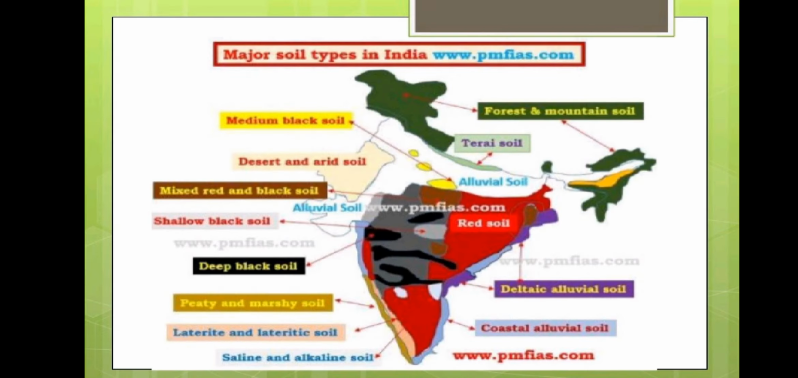So this was all about the major soil types of India. You can see on the map where you can find forest and mountain soils in Jammu and Kashmir, Arunachal Pradesh and parts of Tripura. Red soil also you can see. Yes, of course, the white part is your alluvial soil. You can see on the map deep black soil, shallow black soil, mixed red and black soil. You can see on the map very clearly.